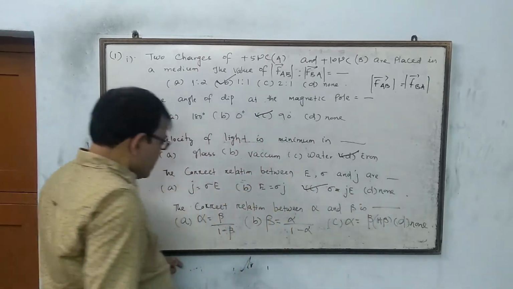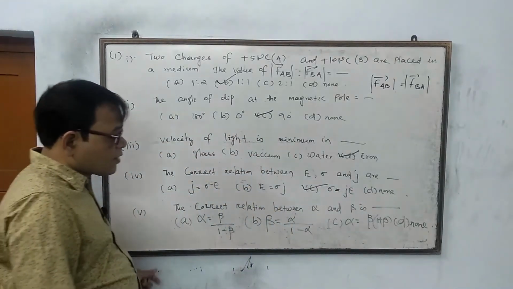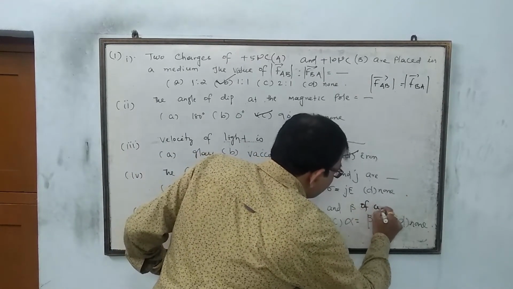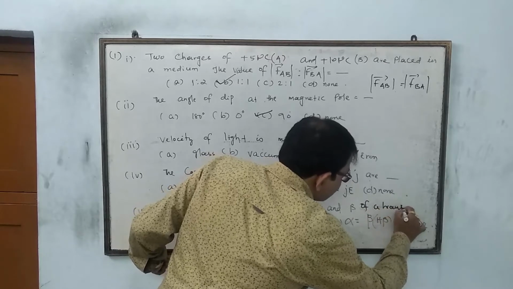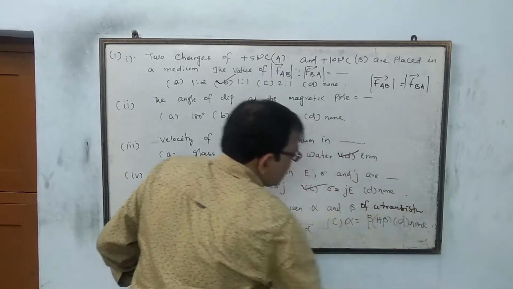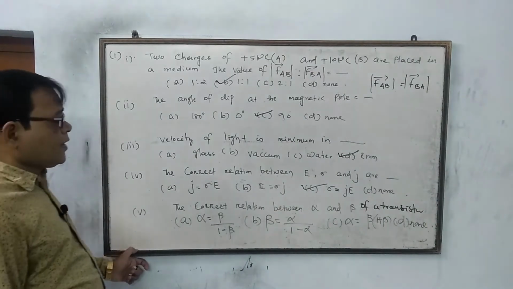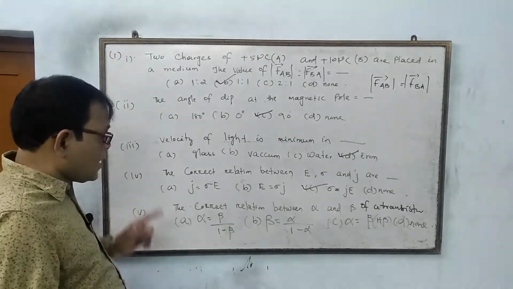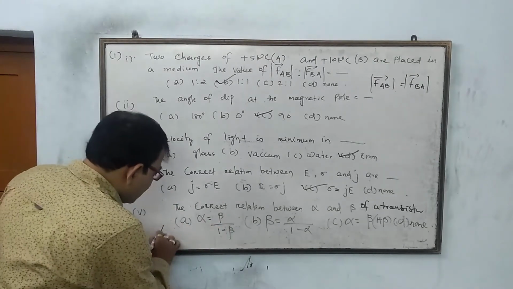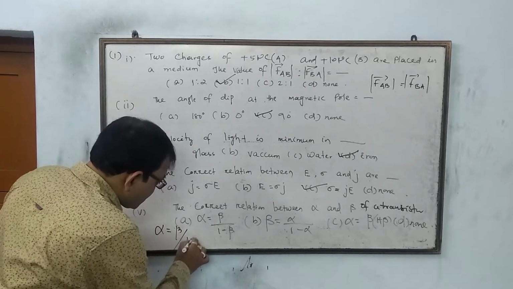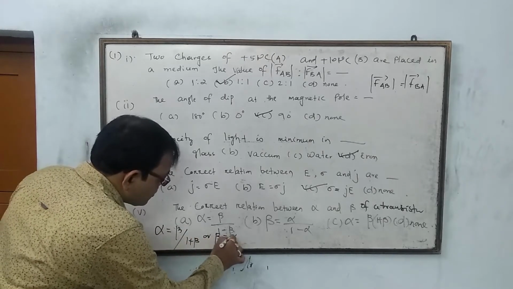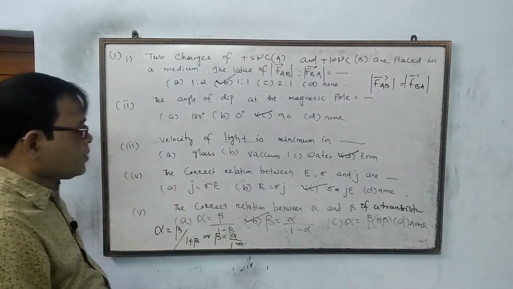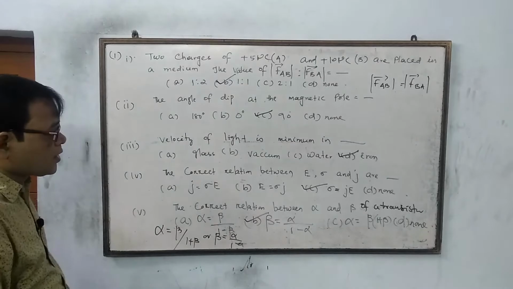C option. The correct relation between alpha and beta of a transistor is dash. Yes, we know that alpha and beta are the transistor constants which are related by the formula alpha is equal to beta by 1 plus beta. Alpha is equal to beta by 1 plus beta, or I can write beta is equal to alpha by 1 minus alpha. So I think option B is the correct answer. Okay, now we'll go for the next questions.